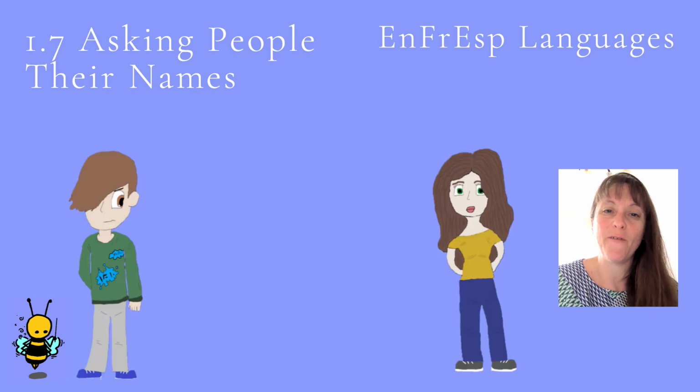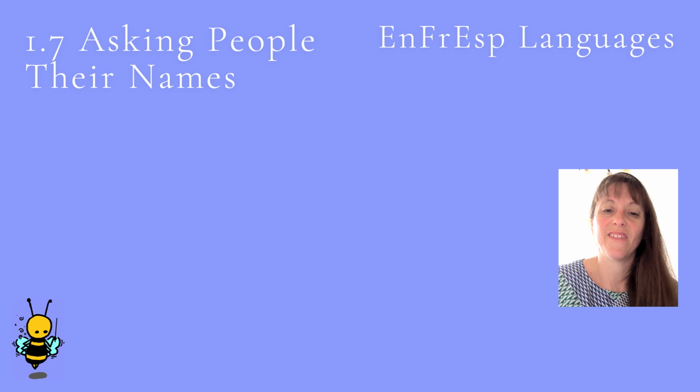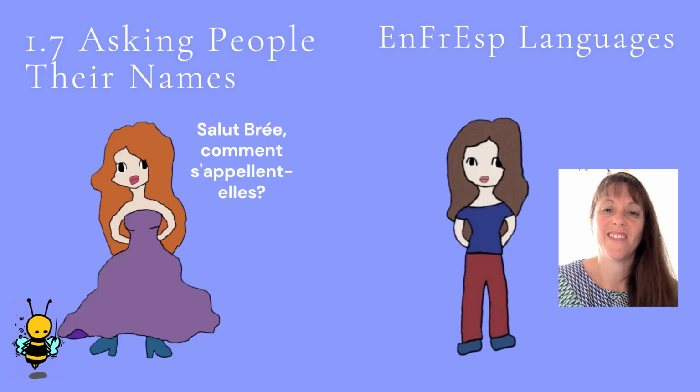To end this lesson, let's hear a couple of conversations in French using the French that we have learned so far. Bonjour, comment vous appelez-vous? Je m'appelle Céleste. Et vous? Je m'appelle Alain. Enchanté. Enchanté. Salut Bré, comment s'appelle-t-elle? Bonsoir, elle s'appelle Céleste et Coralie.